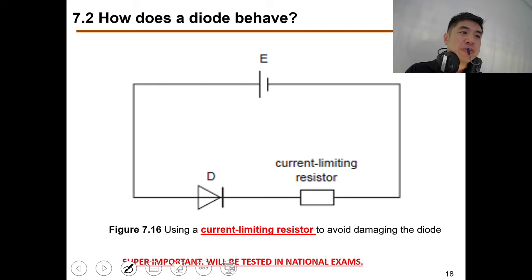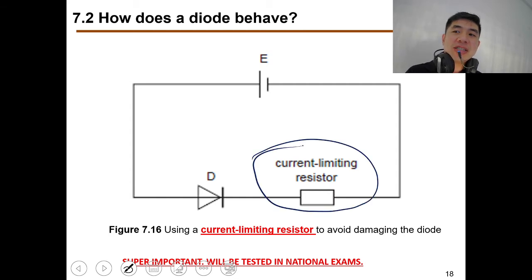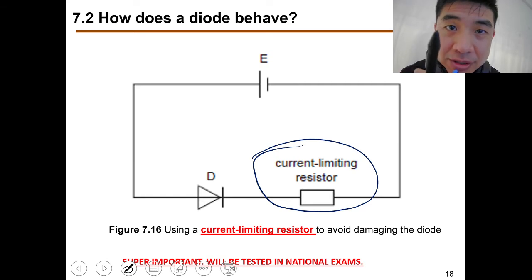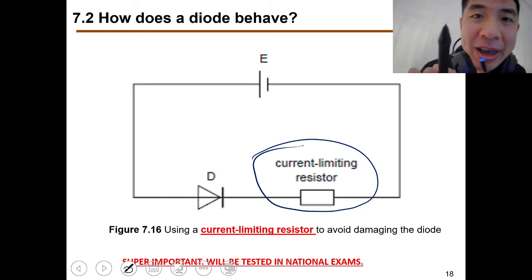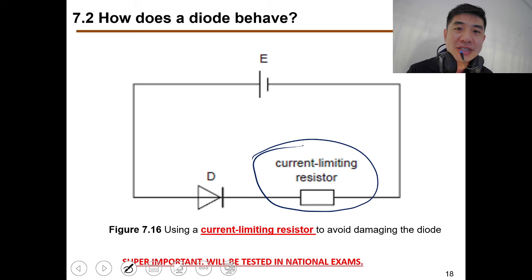So how does a diode behave? Basically, every time you connect a diode in a circuit, don't forget the current limiting resistor. This term is important. Where else do you connect a current limiting resistor? Yes, definitely with your capacitors. Remember the RC circuit, the resistor-capacitor circuit, you also have a current limiting resistor. Now again, this also has a current limiting resistor.